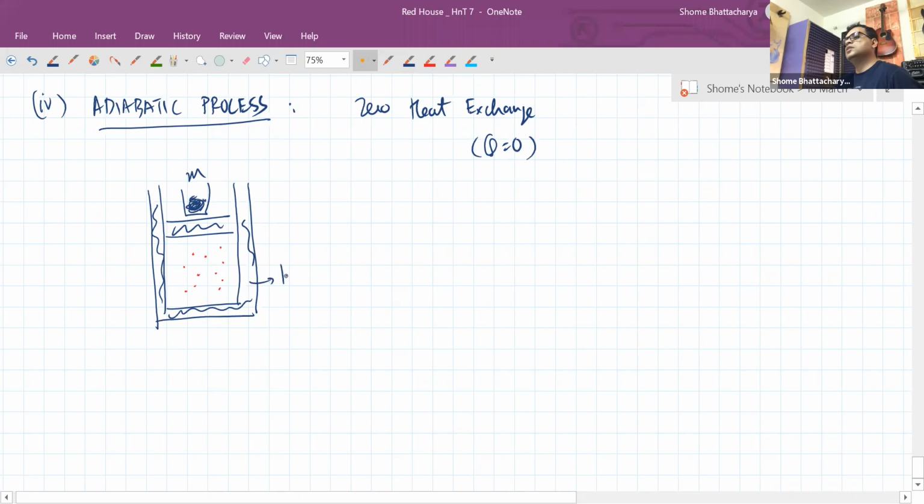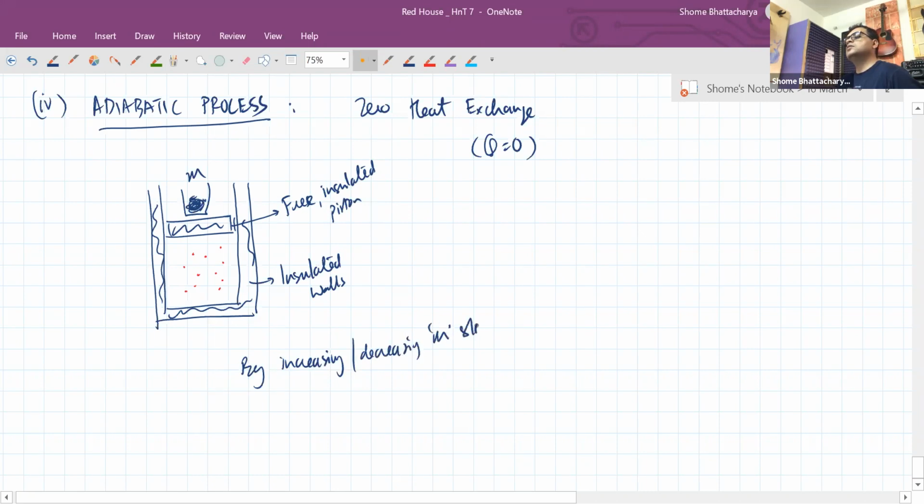Okay. So these are insulated, non-conducting walls. This is a free but insulated piston. By increasing or decreasing mass slowly, the gas is compressed or expanded adiabatically.